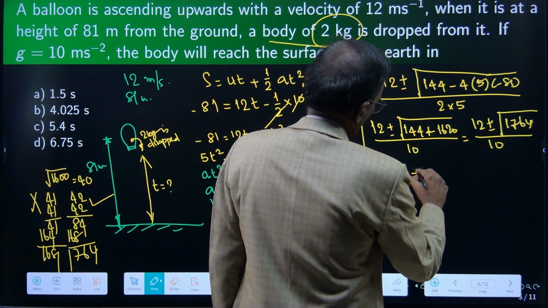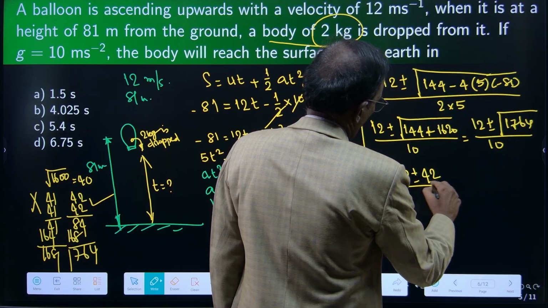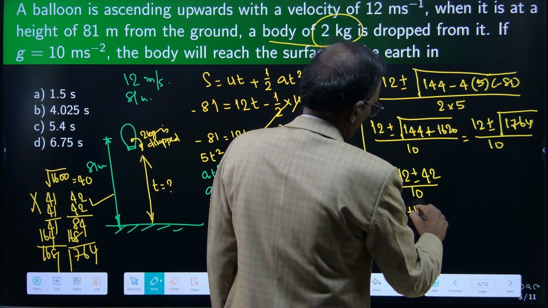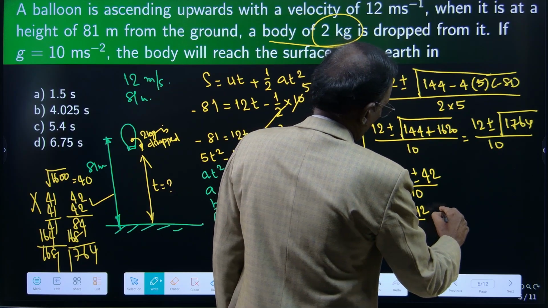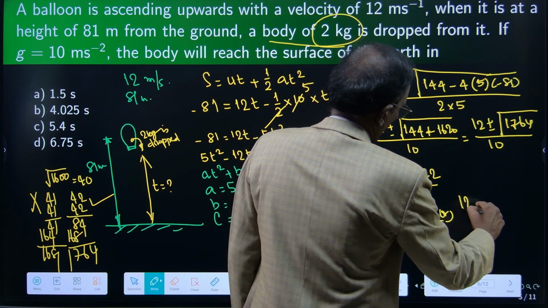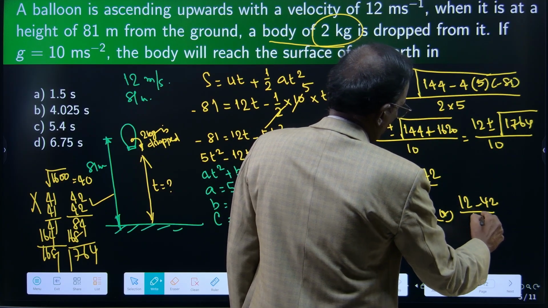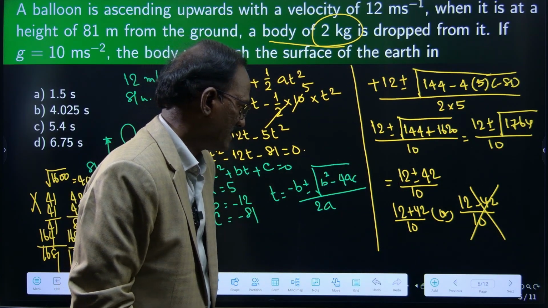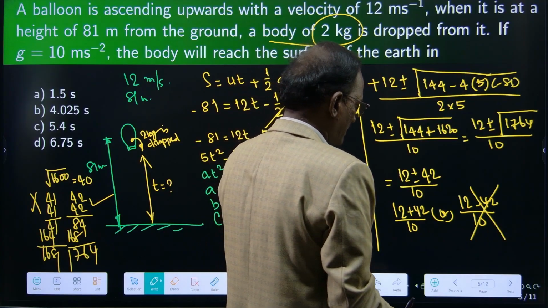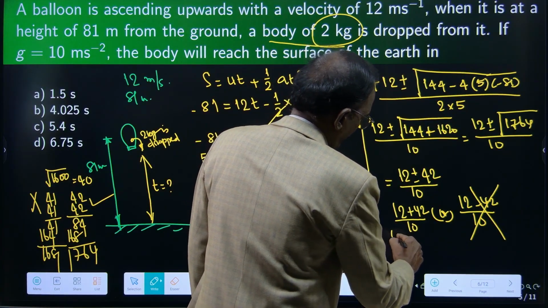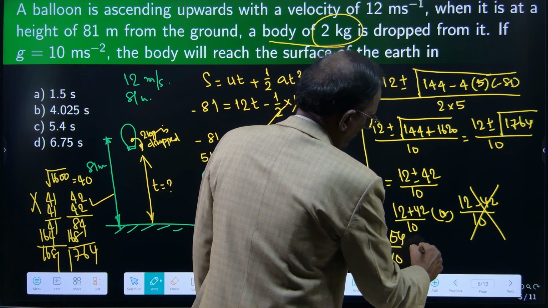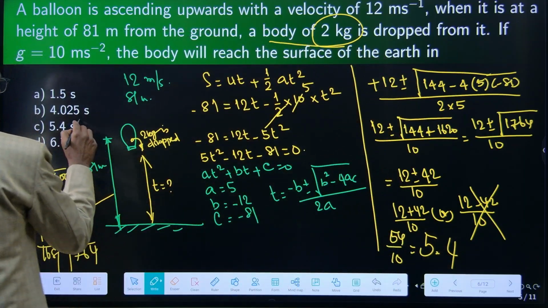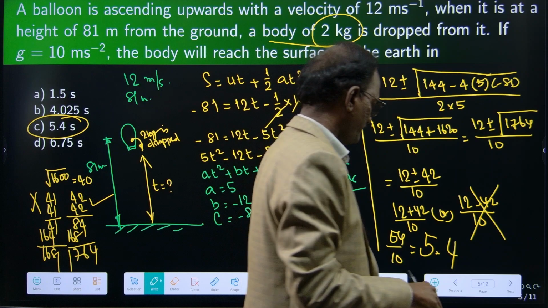Now t equals 12 plus or minus 42, divided by 10. So this will be 12 plus 42 divided by 10, or 12 minus 42 divided by 10. The second gives a negative value, so it is wrong, because we won't consider negative value for time. So 54 by 10 is equal to 5.4. The answer is 5.4, option C.